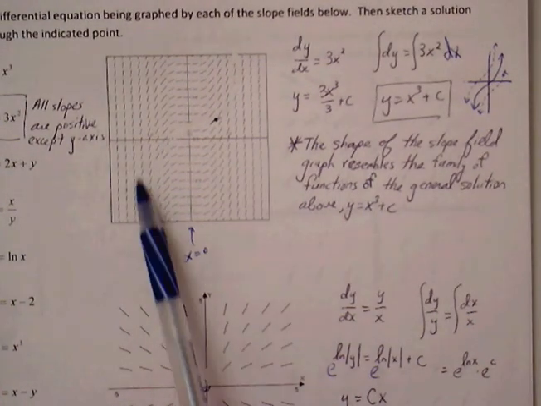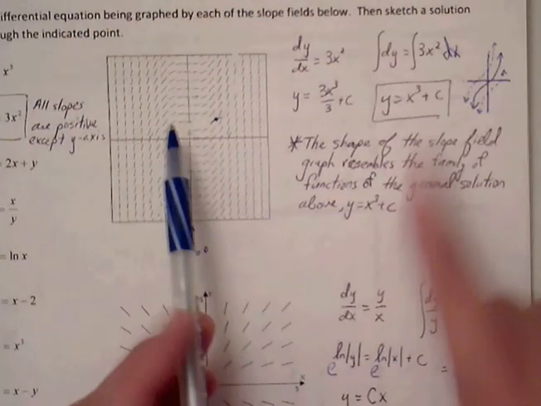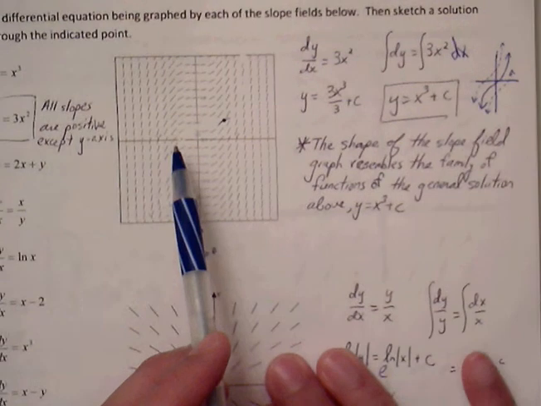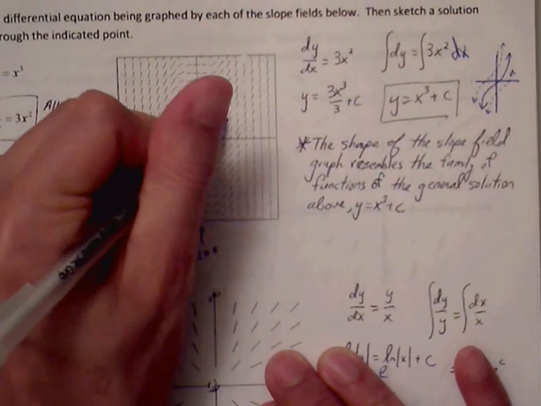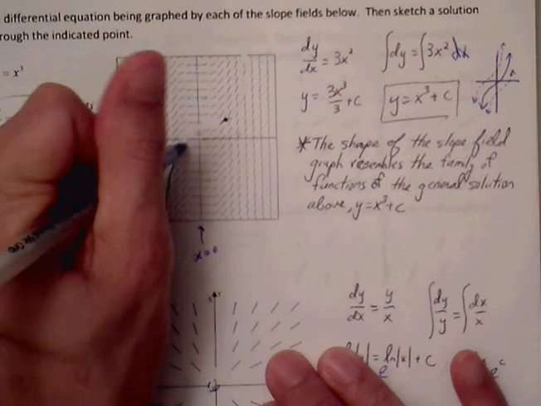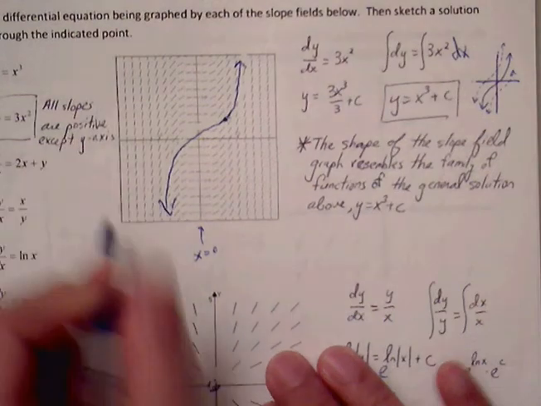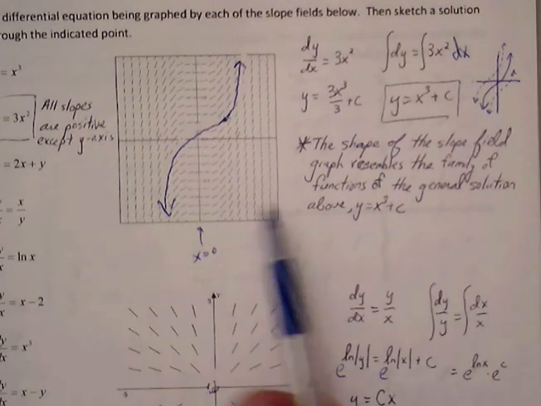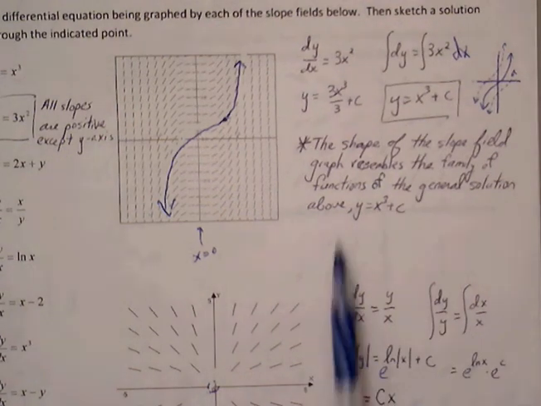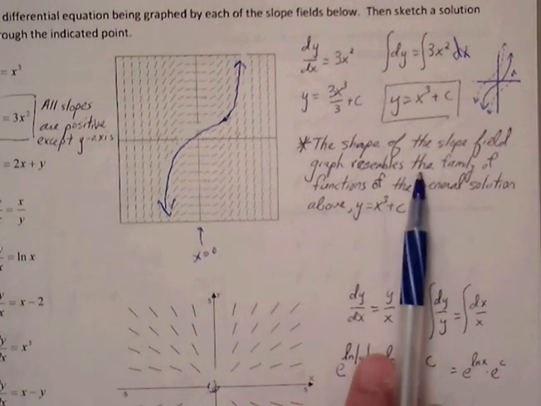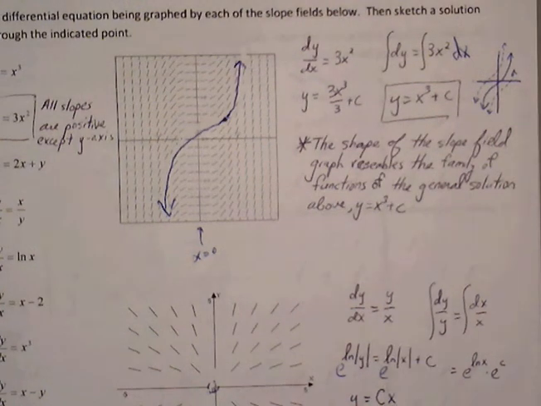So this next part says sketch a graph that passes through the indicated point. If we just follow the flow of this graph and we're going to go through that point, we see that we have a graph that resembles a particular x cubed graph. All right, so the shape of the slope field graph resembles the family of functions for the general solution above, x cubed plus c.